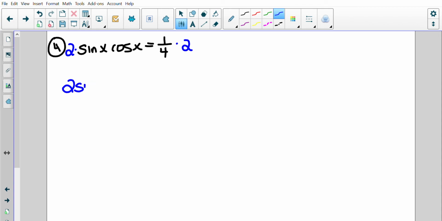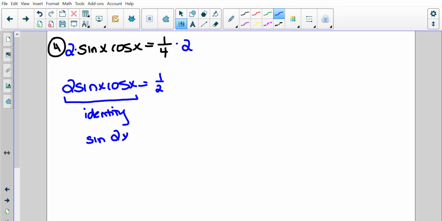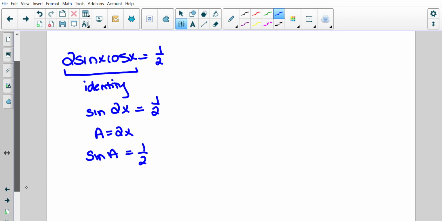So I get 2 sine x cosine x equals 2 times the fourth is 1/2. And then I can turn this into its identity, which we know is sine of 2x equals 1/2. And then, kind of going back to like day 2 notes, right? I'm going to let A equal 2x. So I just have to solve for sine of A equaling 1/2.